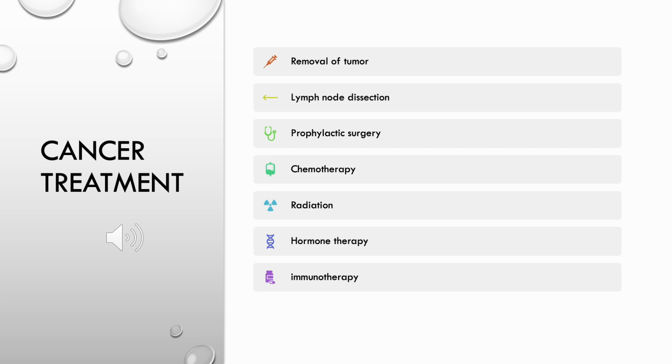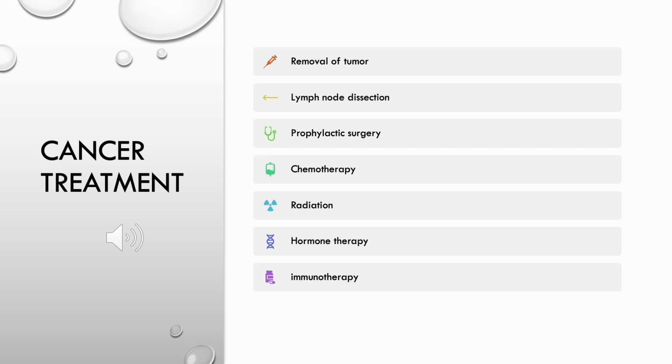There are many types of treatment for cancer. For example, the tumor could be removed, like the whole tumor, an excisional removal. Lymph node dissection could happen around the area of the tumor. They can do prophylactic surgery, for example, somebody who has the BRCA genes may be at risk for breast cancer, and they could prophylactically, which means as a preventative measure, do a double mastectomy. Chemotherapy is an option, radiation is an option, hormone therapy, and immunotherapy.